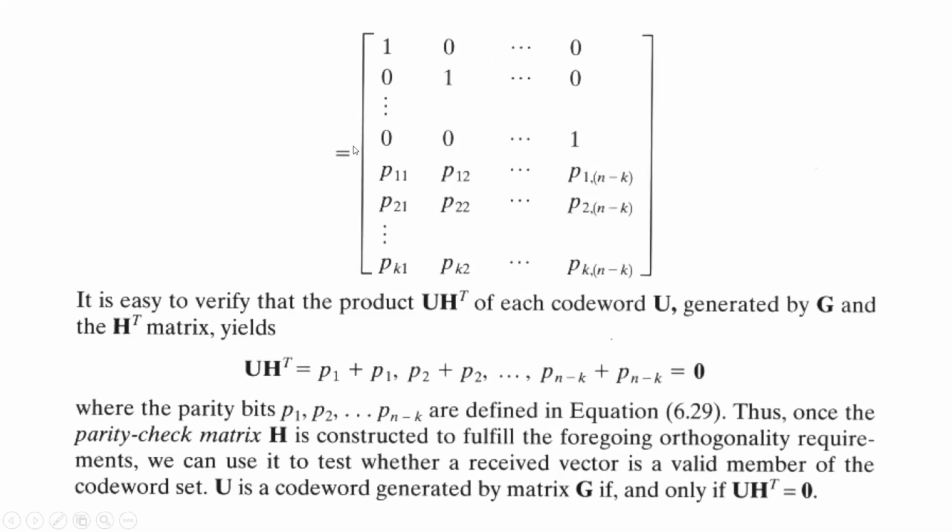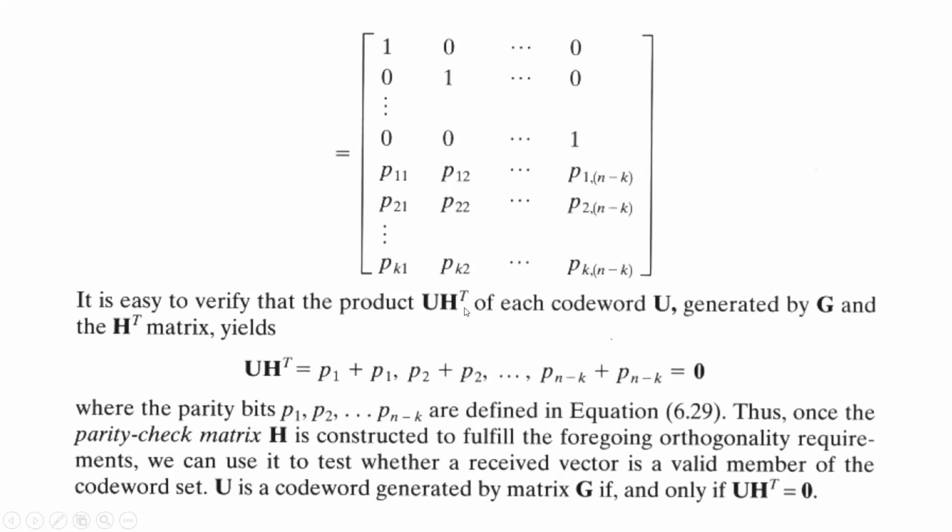Now, any code word multiplied with this matrix. If you take any code word, how many elements will be there in the code word? N elements will be there, and this column will have N elements. Now it is easy to verify the product U H transpose, where U is the code word, a row vector, and H transpose is this matrix.